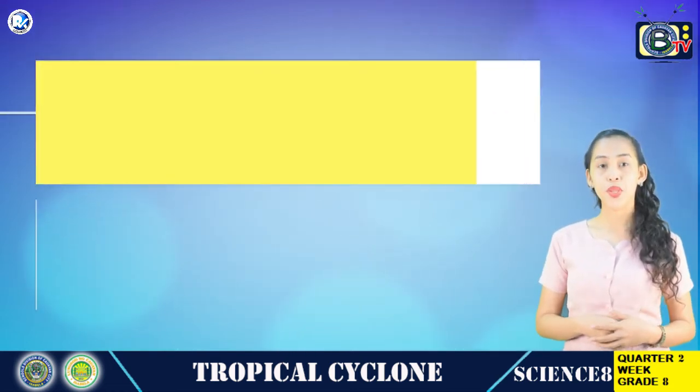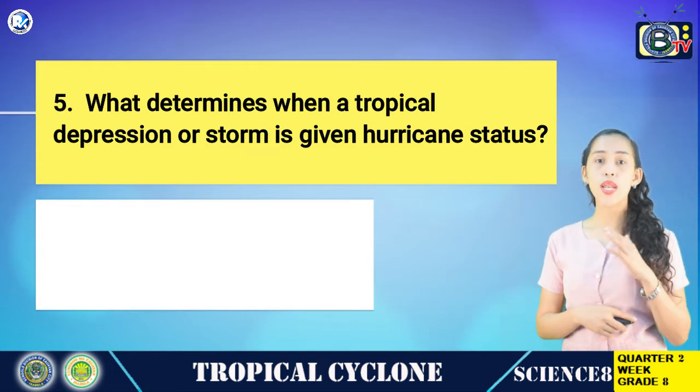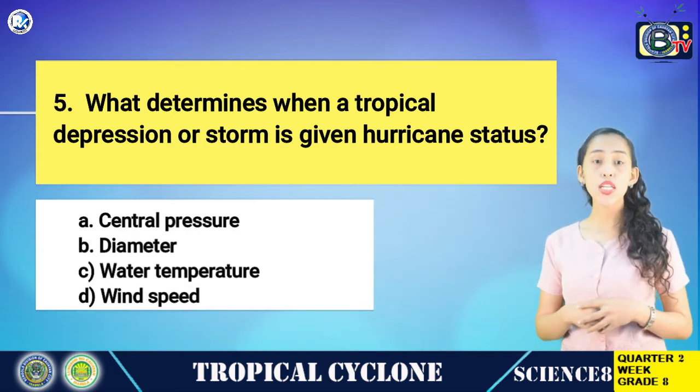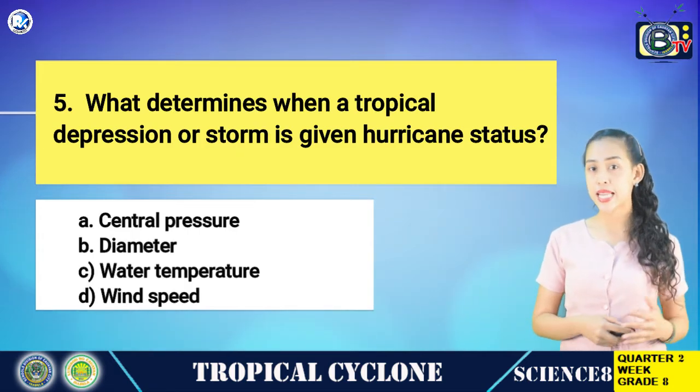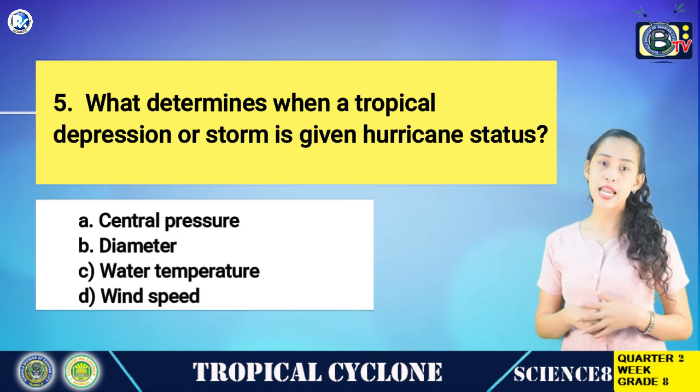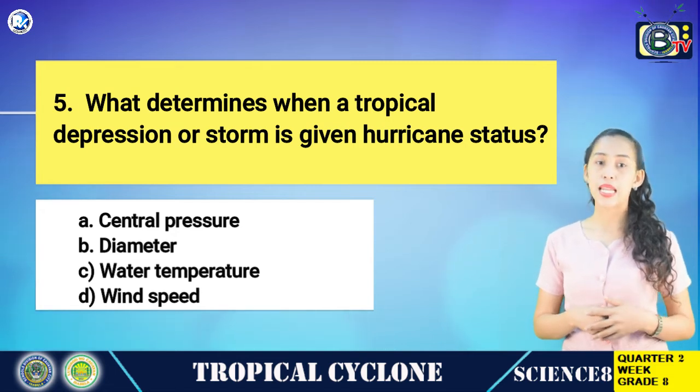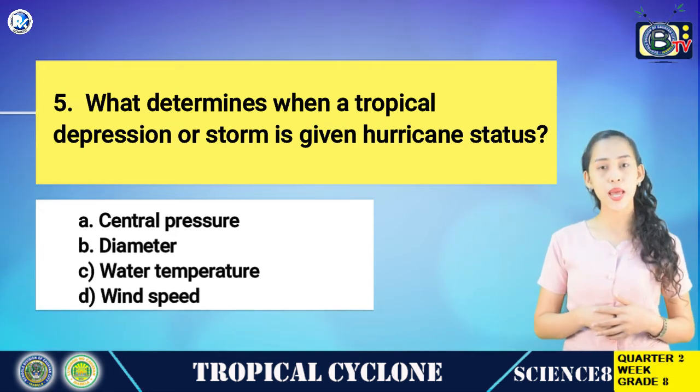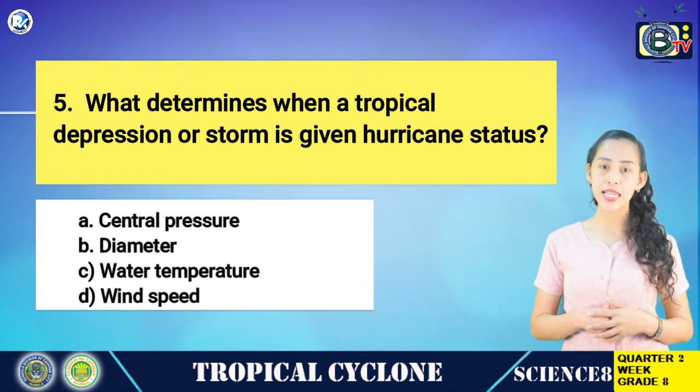Number 5. What determines when a tropical depression or storm is given hurricane status? A. Central pressure, B. Diameter, C. Water temperature, D. Wind speed.